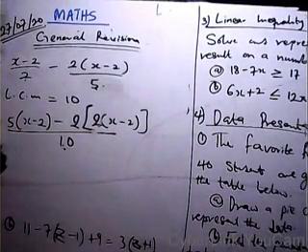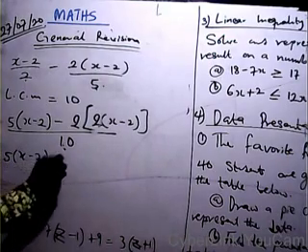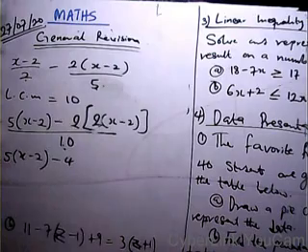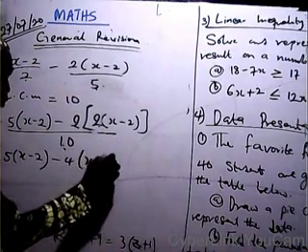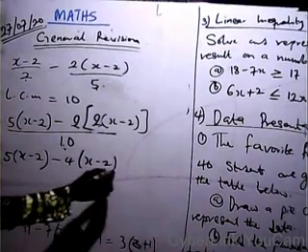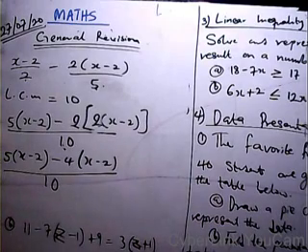In that case, we have 5 into bracket x minus 2, minus 4 into bracket x minus 2, everything all over 10. Do you agree with me? If you agree with me, then let's go further.